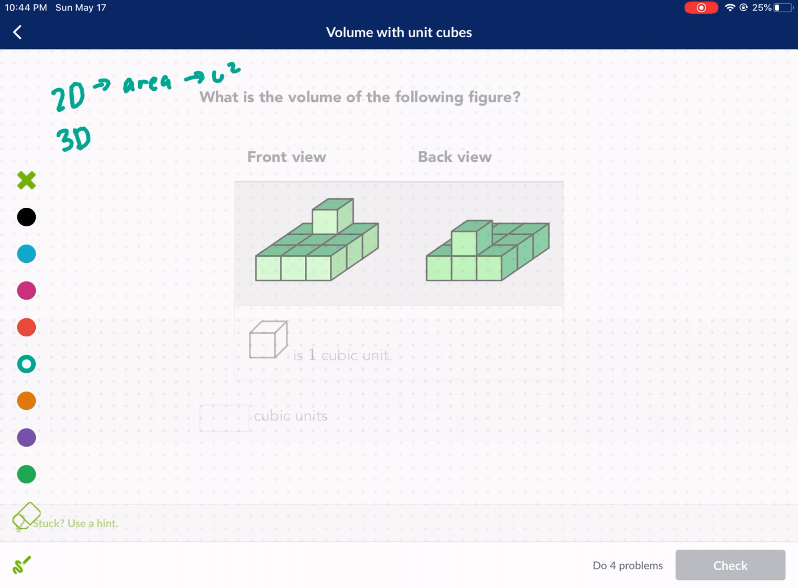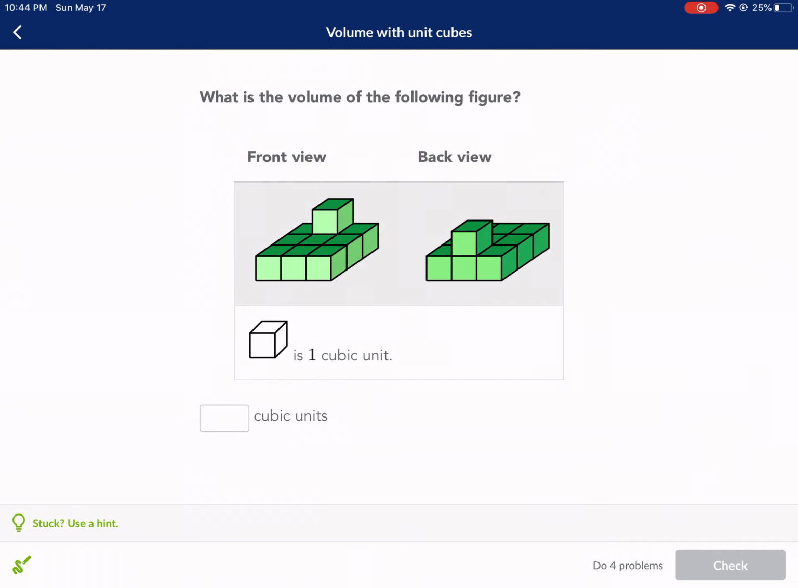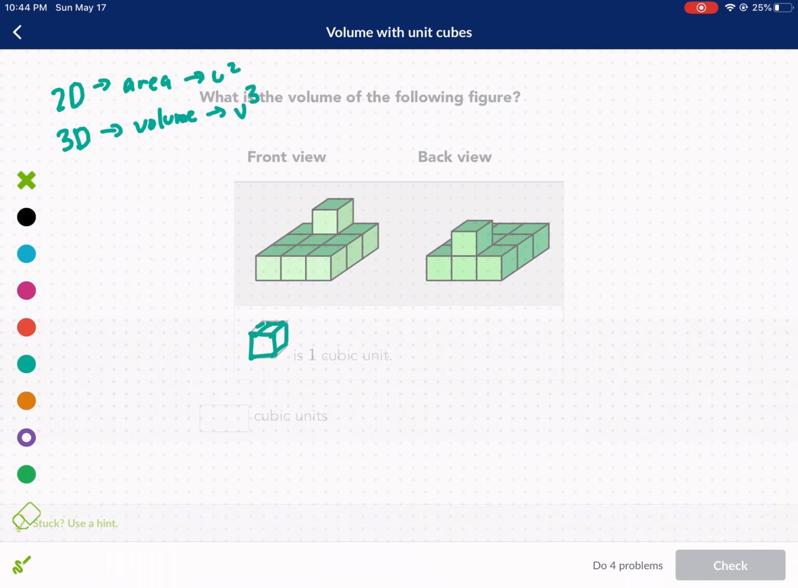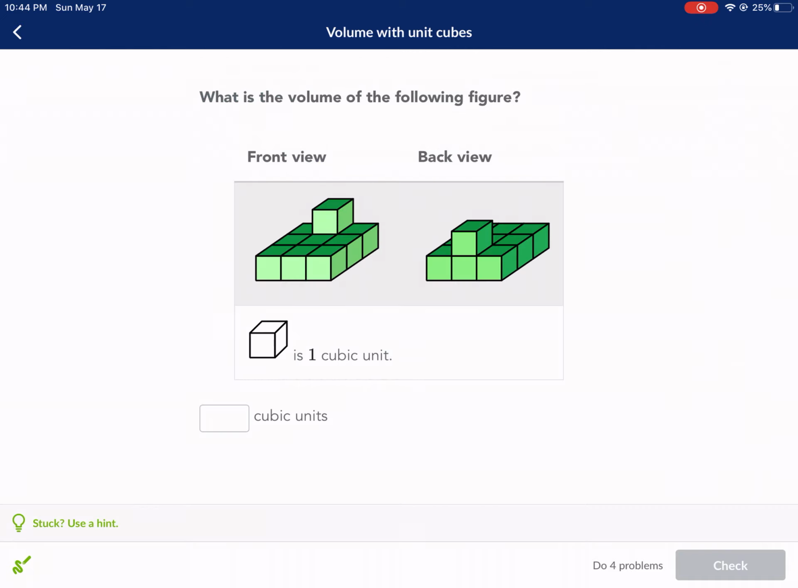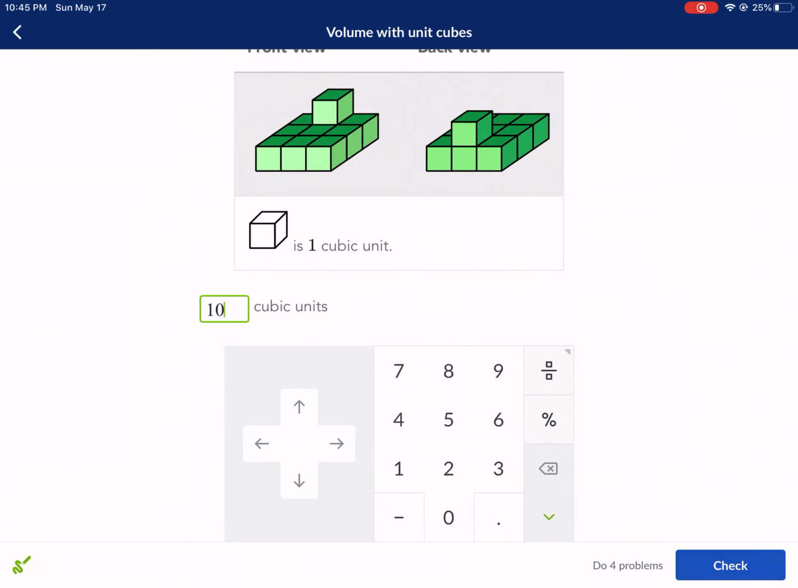So in the same way, when we do 3D, we're talking about volume, how much space it takes up in 3 dimensions, and then the units are units cubed. So cubic units are essentially the smallest building blocks that compose a larger three-dimensional space. So for this one, all we need to do is count the number of blocks. So I can count 1, 2, 3, 4, 5, 6, 7, 8, 9, and then there's one on top to make it 10. So that's 10 cubic units.